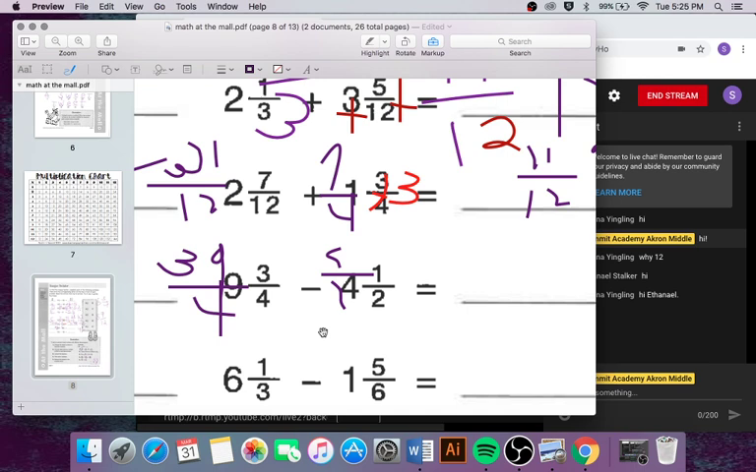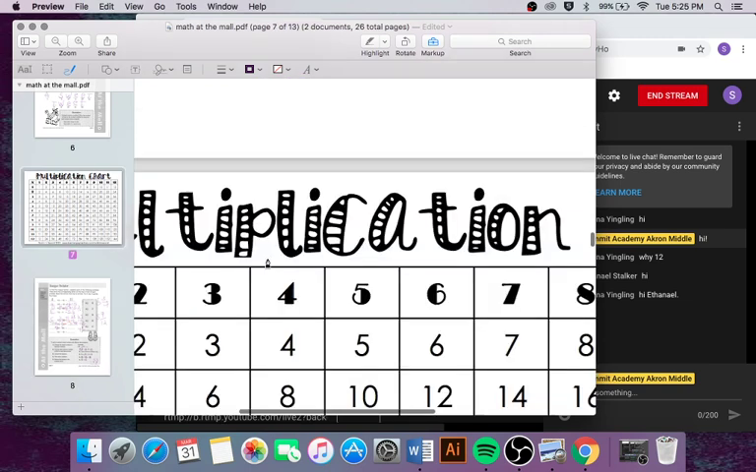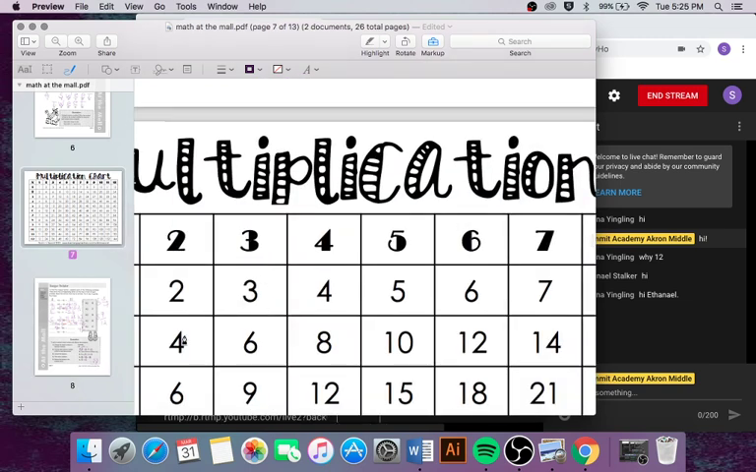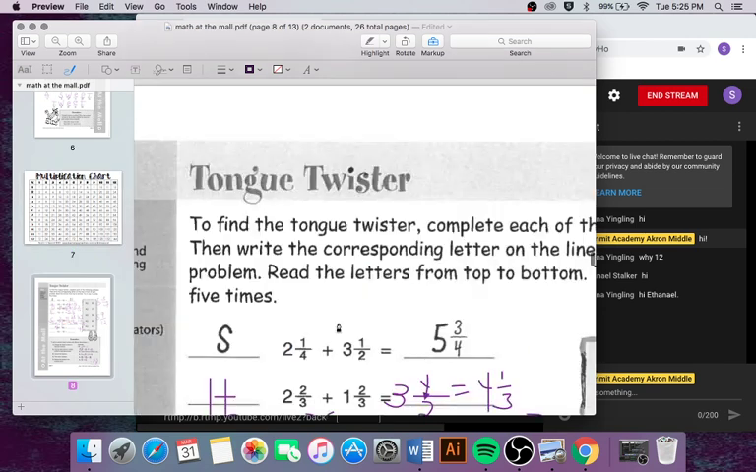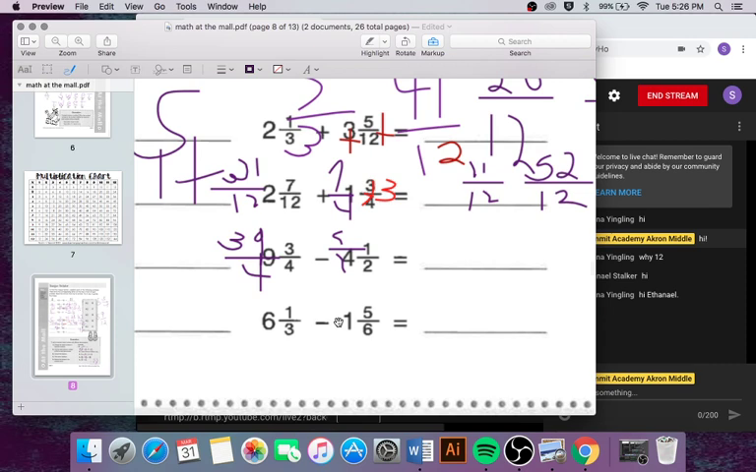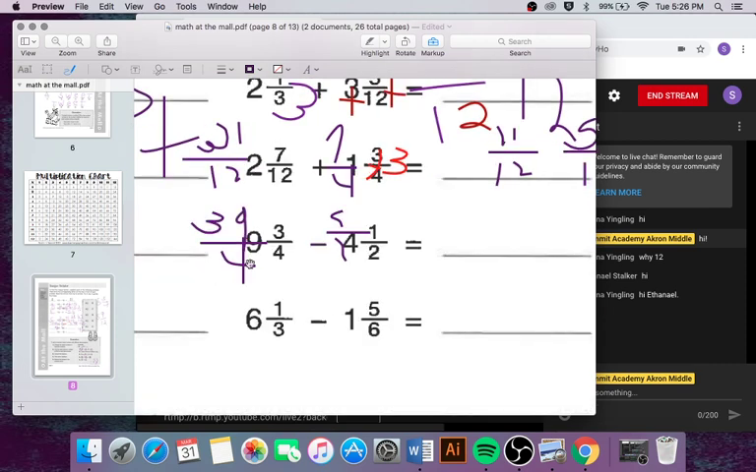So now we need to find the least common multiple between 4 and 2. So if we go back to our multiplication chart and we look at 4 and 2, we see that 4 goes into both of them. So our least common multiple is going to be 4. So this one is already over 4. We don't have to do anything to it. Over here, we're going to have to multiply 2 times 2 to get 4. And because we multiplied the bottom times 2, we have to multiply the top times 2. So we're going to do 9 times 2, which is going to be 18. So we have 18 over 4.